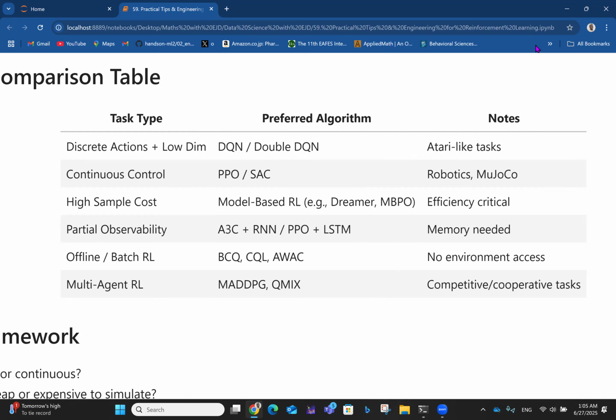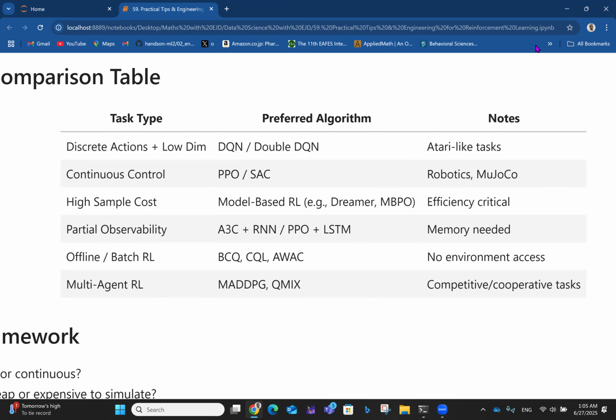It's for when efficiency is critical. Then partial observability. You have A3C plus RNN, or PPO plus LSTM. That should be long short-term memory. I'd forgotten what the TM is now. I think it's some algorithm for time series analysis, right? So, okay, long short-term memory. I remember now. So the notes: memory needed.